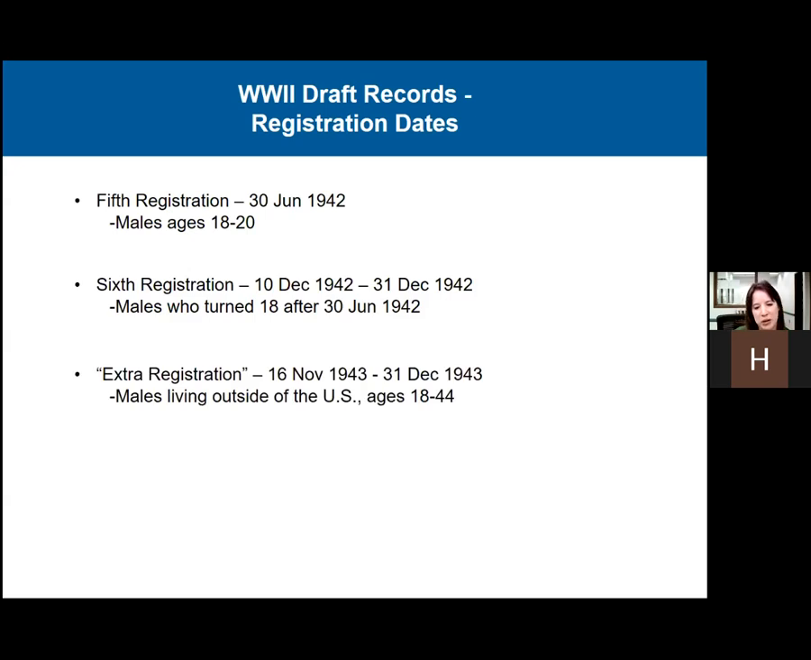And then the extra registration that included those living outside of the US that had ages 18 to 44 between November 16th, 1943 and December 31st, 1943.